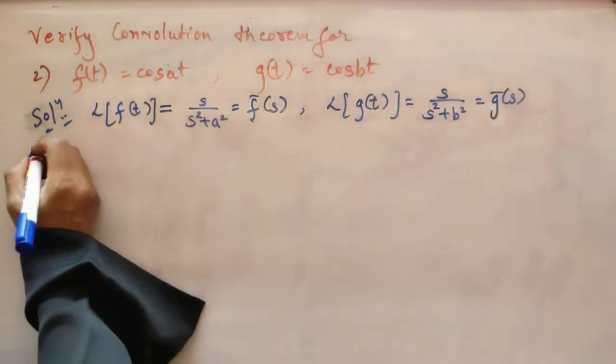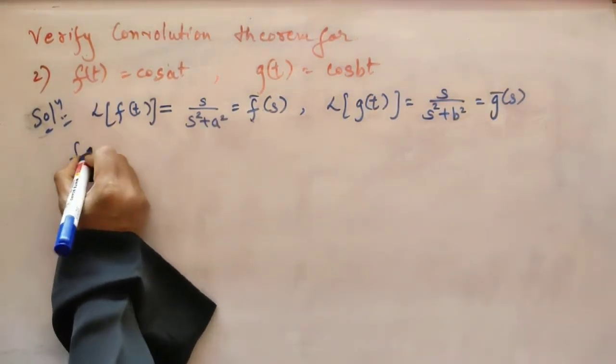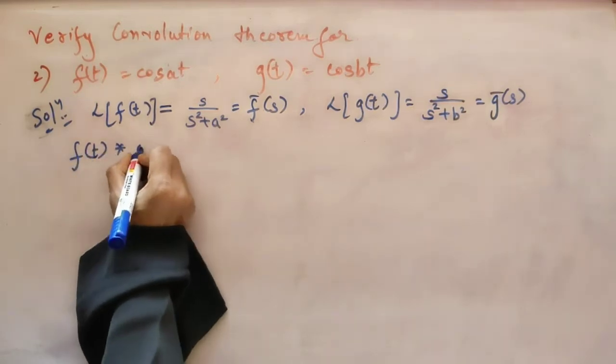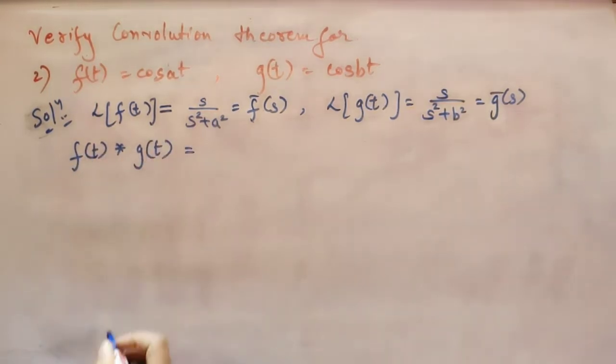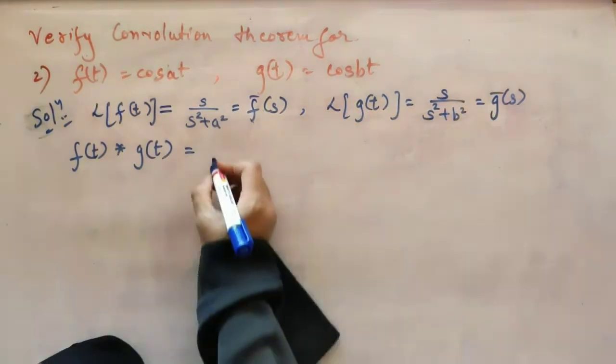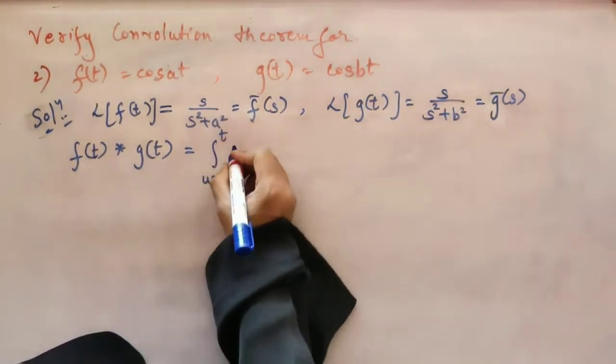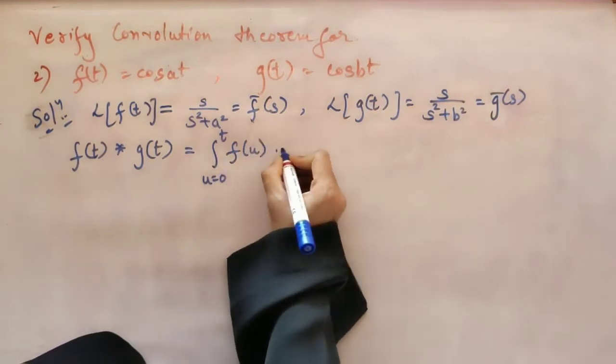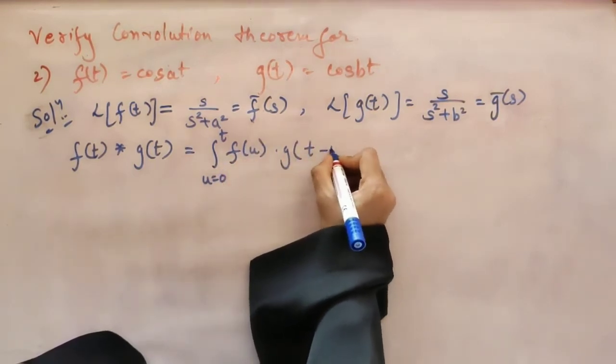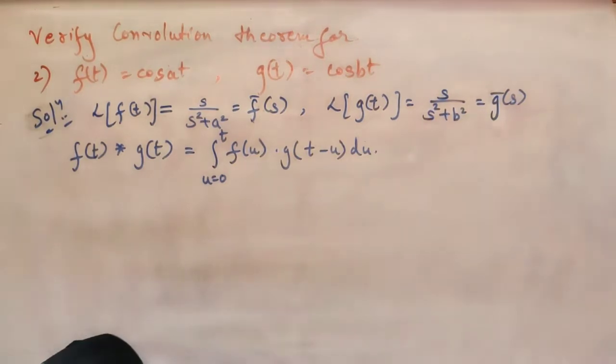Now let us work for its convolution. The convolution of f of t star g of t. By definition, it is defined to be integration from u going from 0 to t, f of u, g of t minus u du.